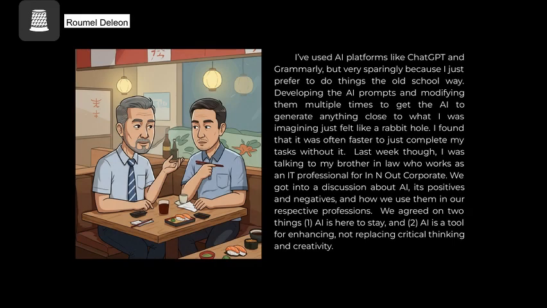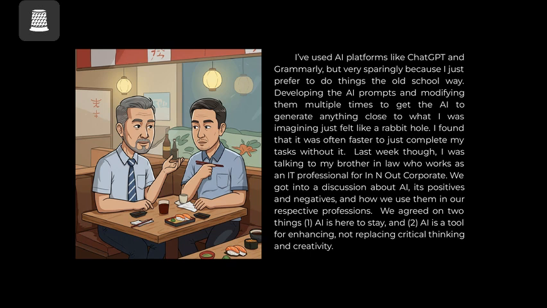I've used AI platforms like ChatGPT and Grammarly, but very sparingly because I just prefer to do things the old school way. Developing the AI prompts and modifying them multiple times to get the AI to generate anything close to what I was imagining just felt like a rabbit hole. I found that it was often faster to just complete my task without it.